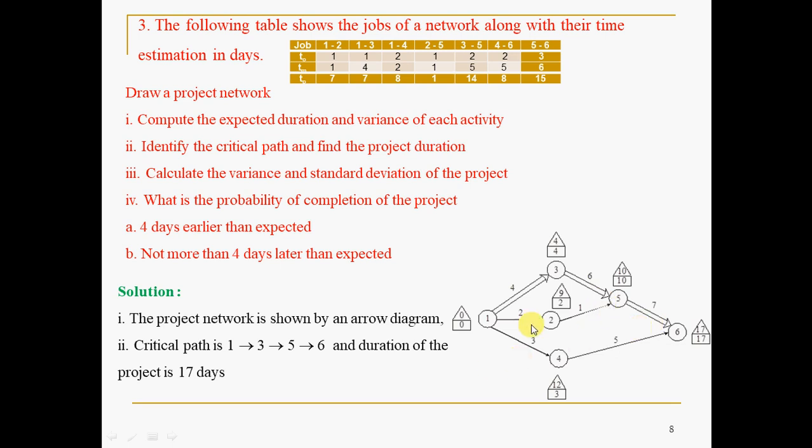Hence they are called critical activities, which are represented by a double arrow or a thick arrow, you can represent it like that. See, double-headed arrow. Fine. So 1 to 3, 3 to 5, and 5 to 6 is the critical path. You are not supposed to delay those activities. The project duration also you got as 17. How? The length of the critical path is nothing but the duration.